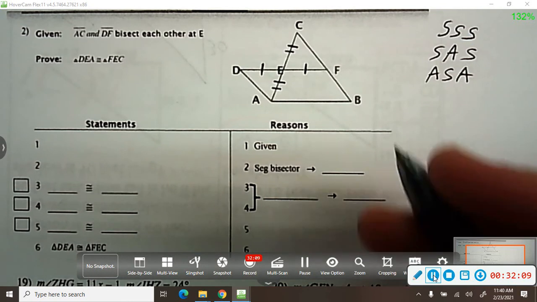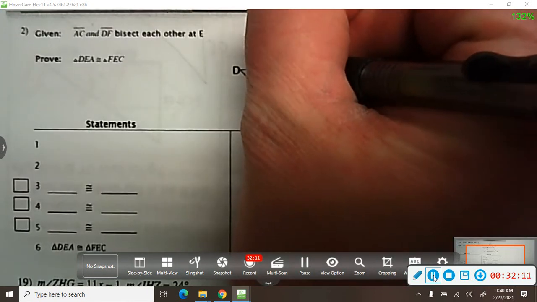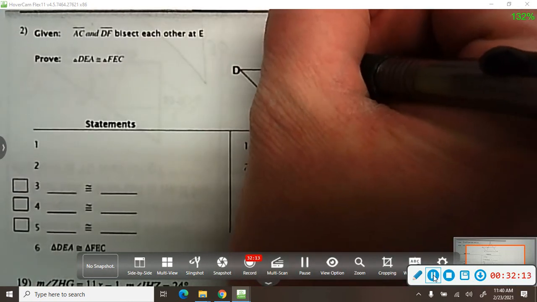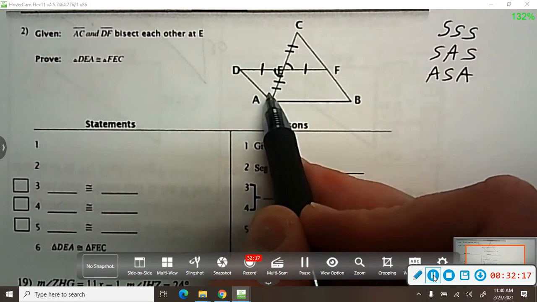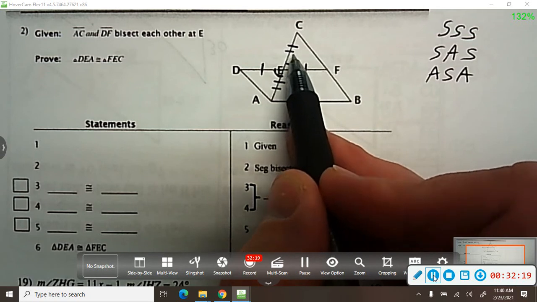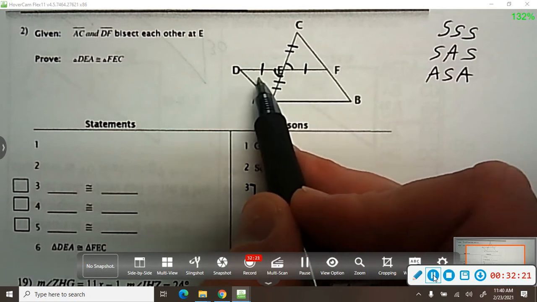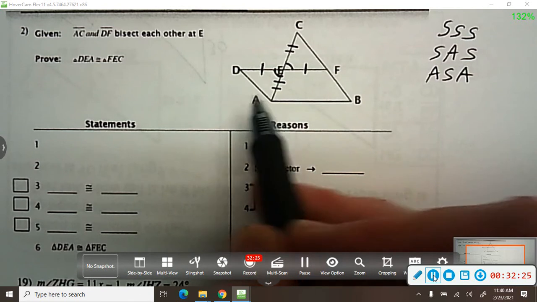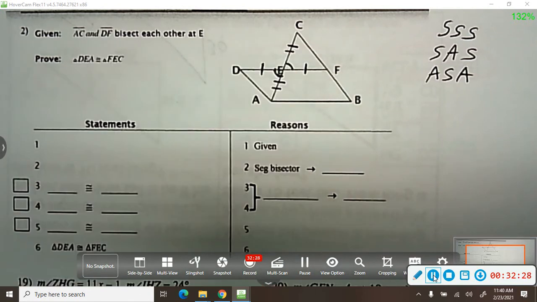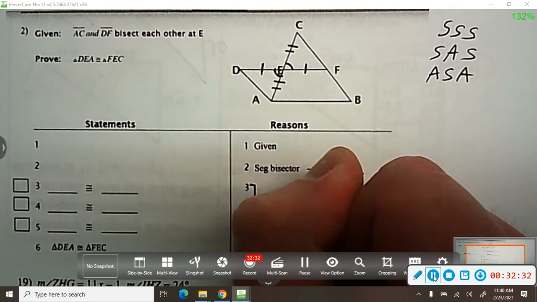And we know that these angles are vertical. So now I have S, angle, S, angle, S. So I know these two triangles are congruent by SAS. So we're not going to do the full proof, but I know that these are going to be similar by SAS.